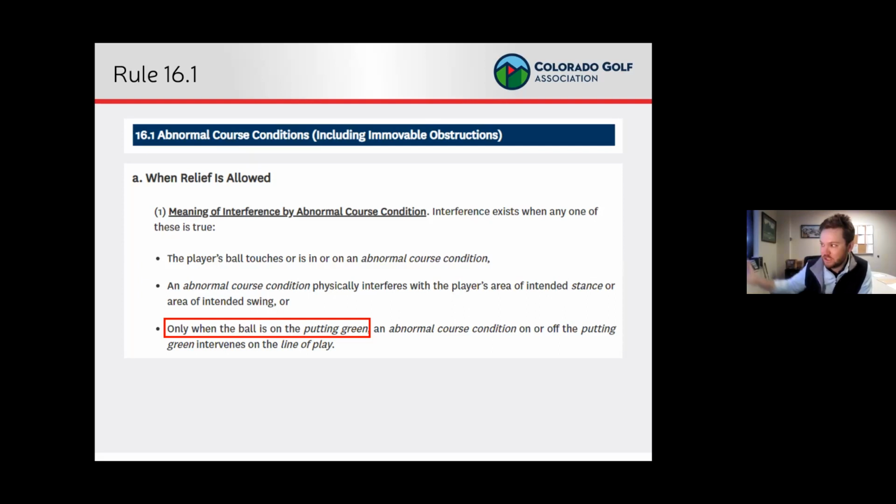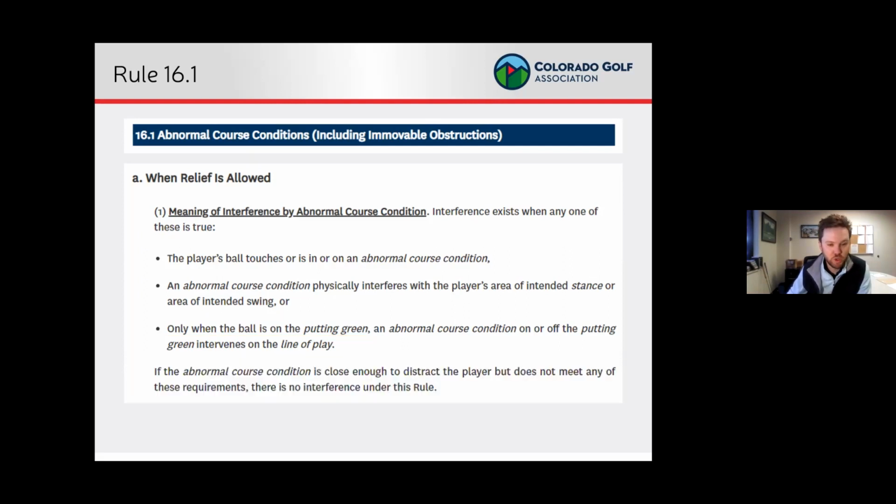You're playing around that sprinkler box 10 feet in front of you. And then it says, if the abnormal course condition is close enough to distract the player, but does not meet any of the above 3 requirements, there's no interference under this rule, and therefore there is no relief. This is the opposite of what we saw last week with the ball interfering with play. If I've got another golf ball from another player right in front of my ball, I could ask the other player to mark and move that golf ball.